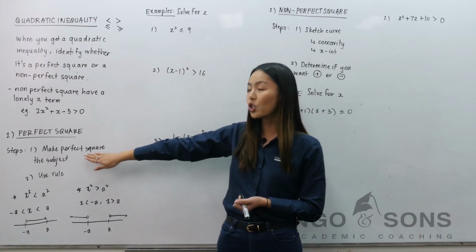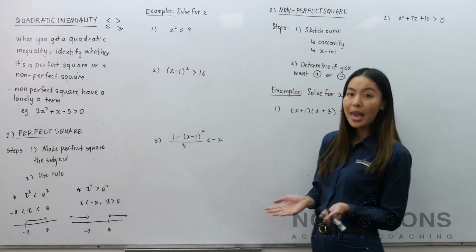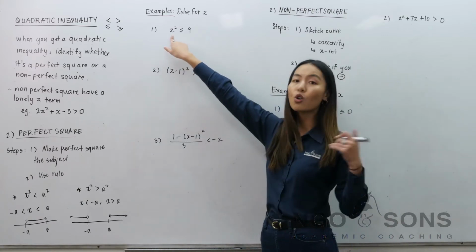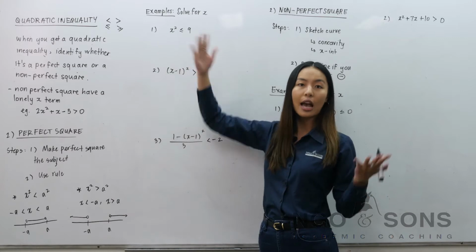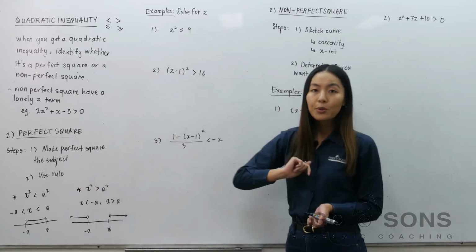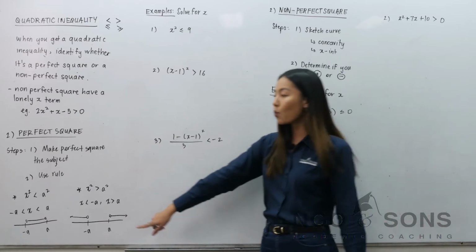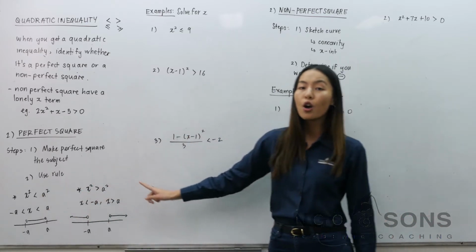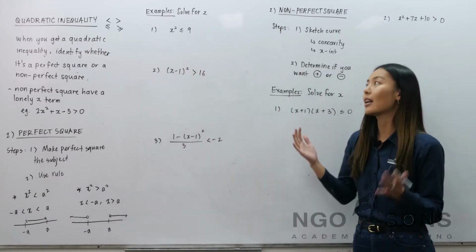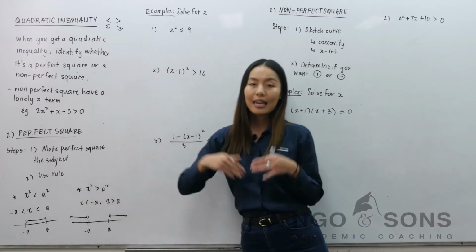So for these questions, we have two steps. The first step was to make your perfect square the subject. Here my x squared is already the subject in the question. I don't need to change anything. I move on to step 2. Step 2 is to use the rule. Now your rule differs depending on whether you are less than or greater than. In this case, we are less than. If it's less than, the rule was that it lies on the inside.